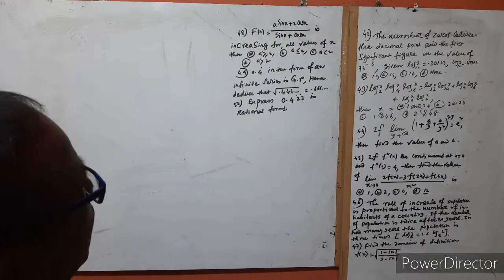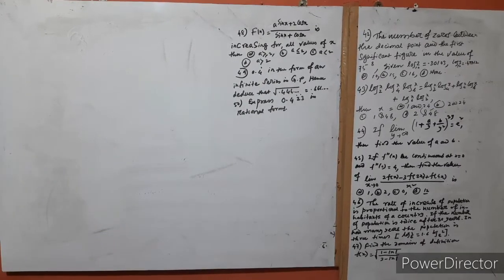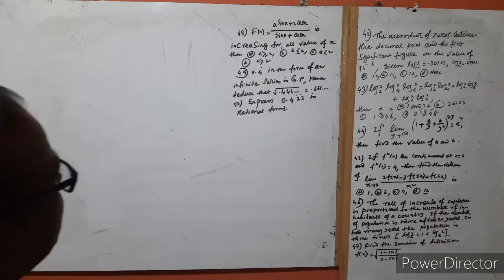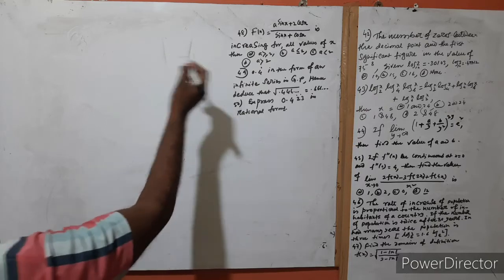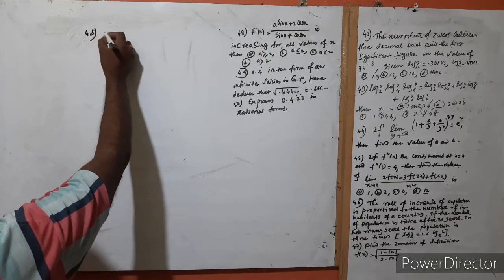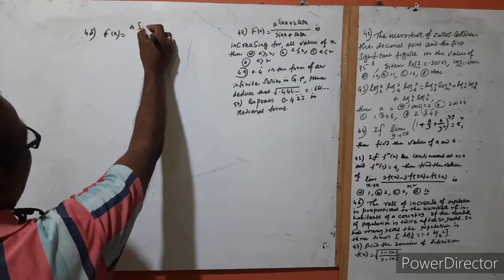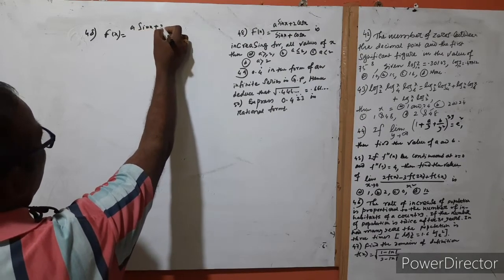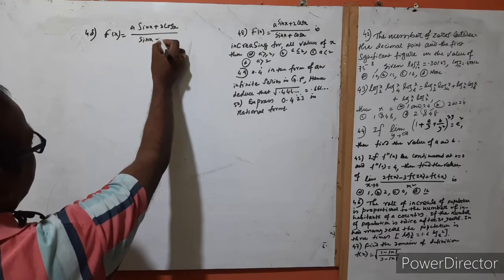F of x is equal to a sin x plus 2 cos x divided by sin x plus cos x. It is increasing for which values of a? Now see, if we differentiate this, question number 48, f of x is equal to a sin x plus 2 cos x. And you know the differentiation of all the functions, students.